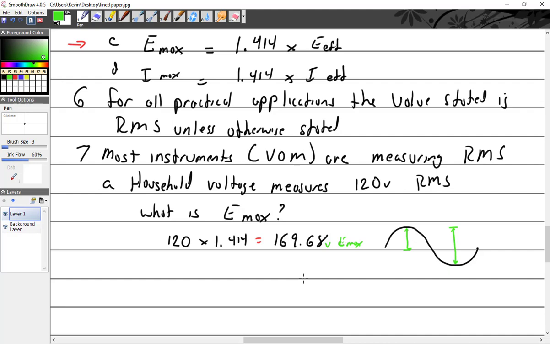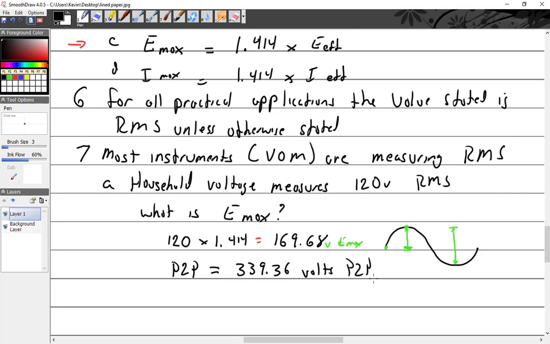And the reason why is because you don't want to start doubling stuff. Remember, 0 to here is what we just measured. We just measured from 0 up, and we got 117. Then we figured out it's actually 169. Now, if I want to know peak to peak, what is peak to peak? 169.68 times 2. So 169 times 2 is 339.36 volts peak to peak.